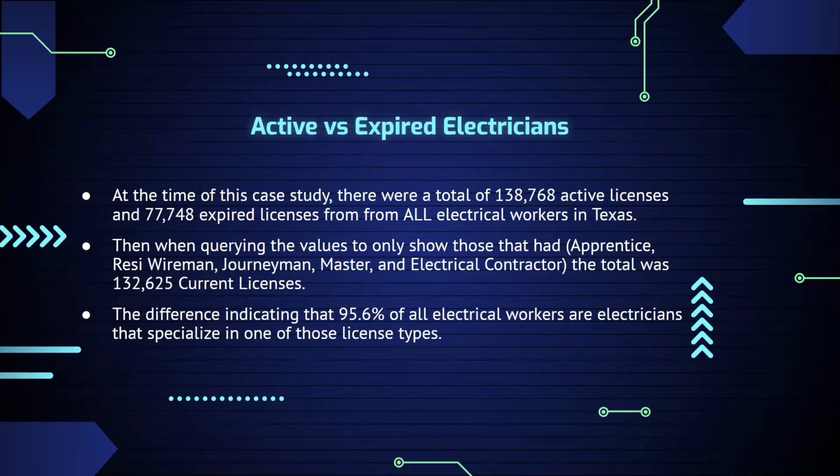The next one was when I finally narrowed it down, the total was 132,625. So 138 and then 132. So it's very minimal difference. So that's just telling us that 95.6% of all electrical workers and licenses issued from TDLR are those 5 electrician licenses that we're dealing with.